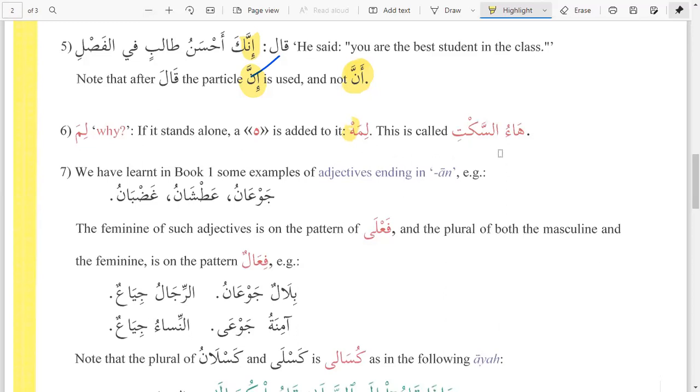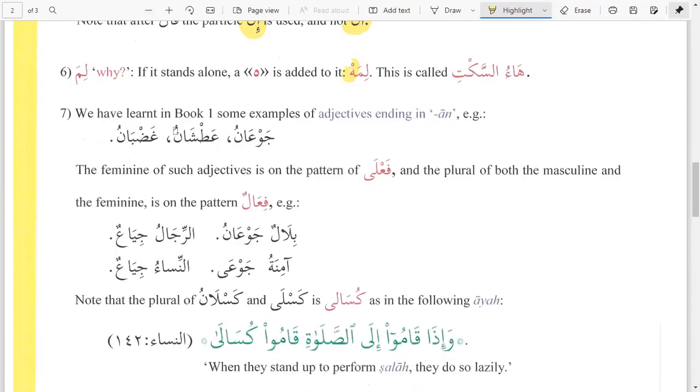This is called ha'u sakti, ha of the silent, sukoon. If there is no ha, then we will read it lima. And if there is ha, we will read it lima. We will pronounce this ha as a sukoon, silent.